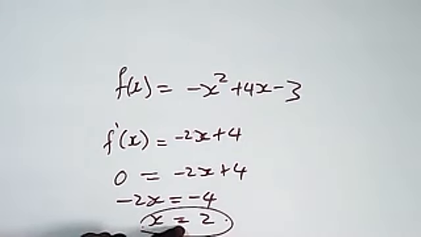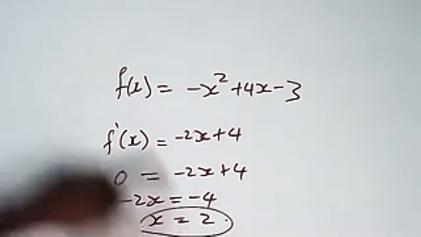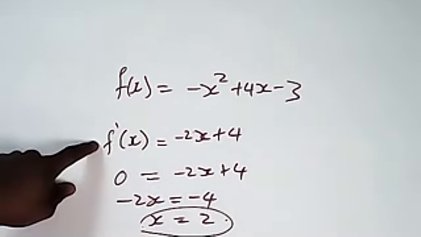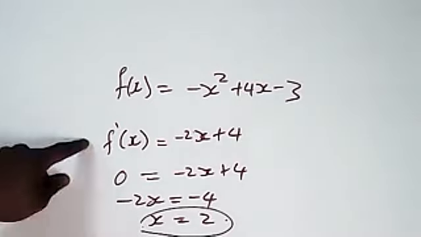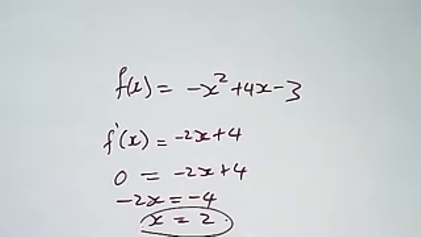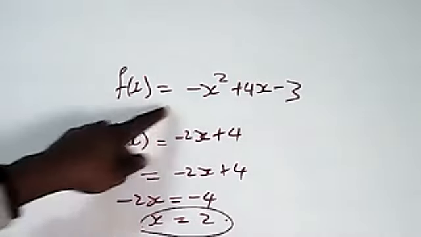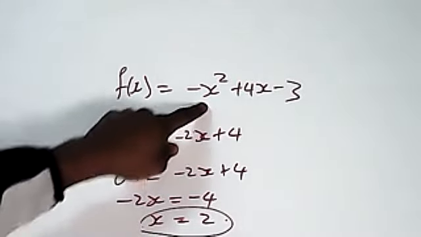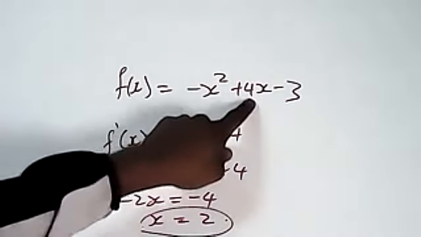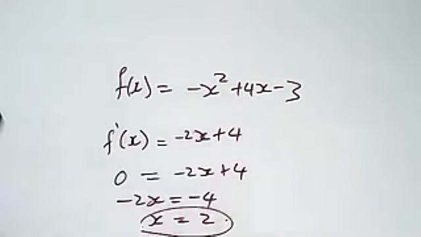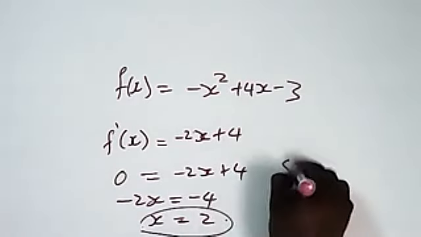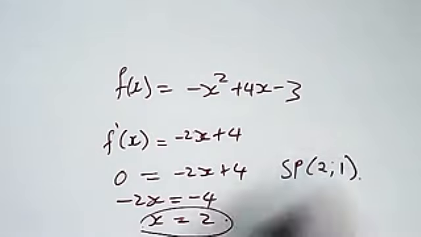How do you find the y value? I always told you that you substitute in the original. You never substitute in the derivative. Never ever. No problem will ask you to substitute in the derivative. That wouldn't make sense. So when you substitute back there, it will be negative 2 squared, that will be giving you 4, 4 multiplied by 2, that is 8. So it's negative 4 plus 8. That is giving you 4, and then 4 minus 3, that is giving you 1. So the coordinates of the stationary point are (2; 1).